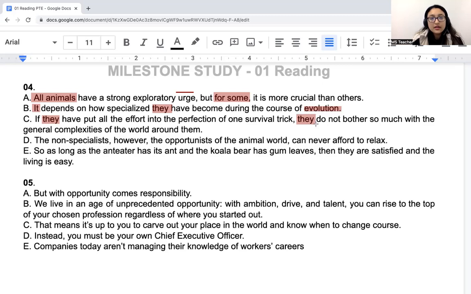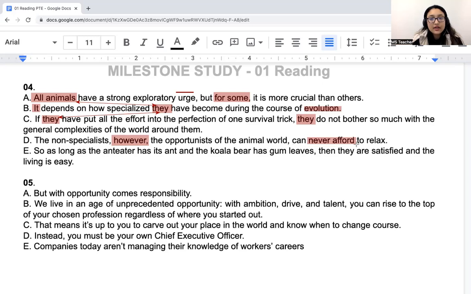So who are they again? It feels like these two sentences are in line because they're both talking about they. And again, this they could be referring to animals, all the animals. The non-specialist, however. Now, however is a big signal that this cannot be the first sentence, and it is a conjunction which joins two dissimilar ideas. The non-specialists, however, the opportunists of the animal world, can never afford to relax.